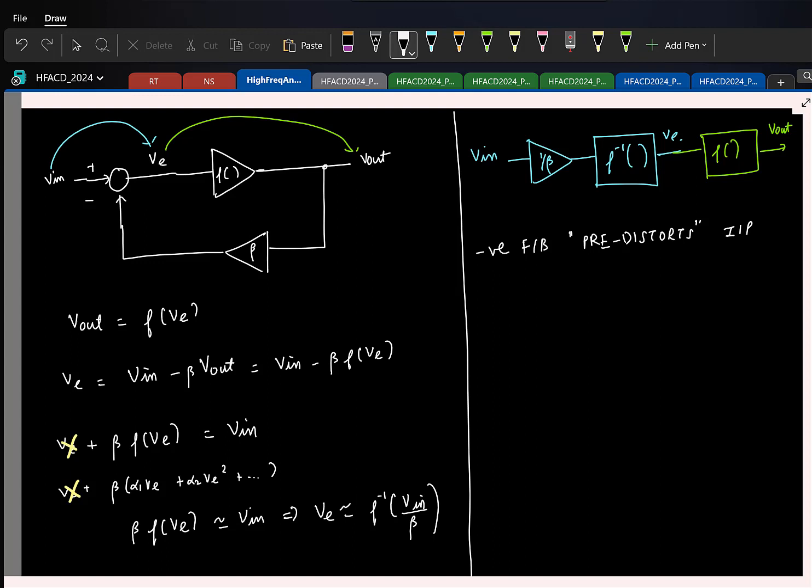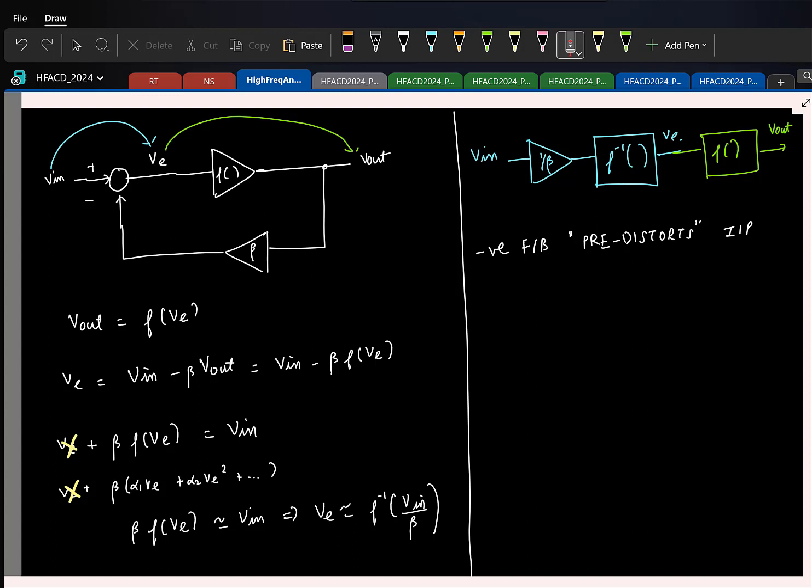So basically negative feedback loop, it's a smart thing. It knows that whatever amplifier you are going to design is going to be terribly nonlinear. So it will somehow understand the nonlinear relation and put an inverse nonlinearity upfront so that overall things will become linear.